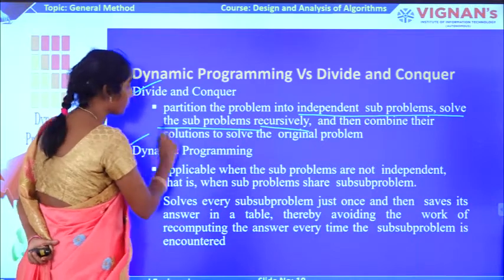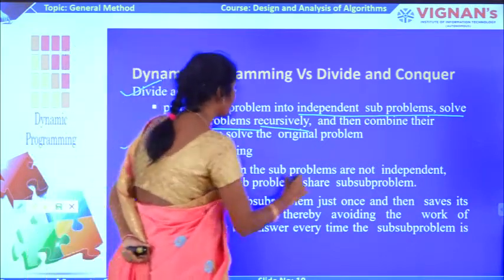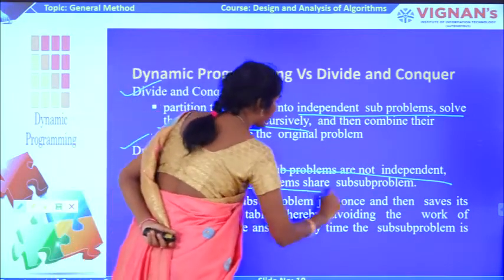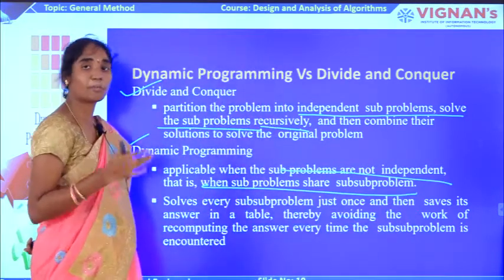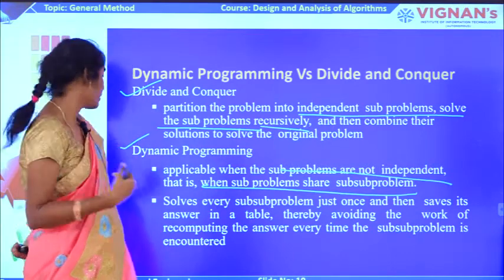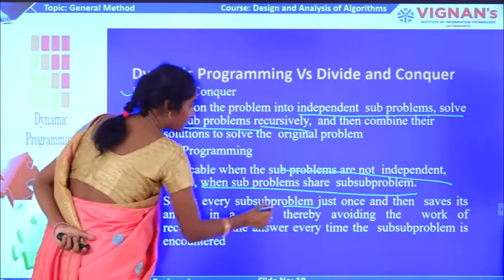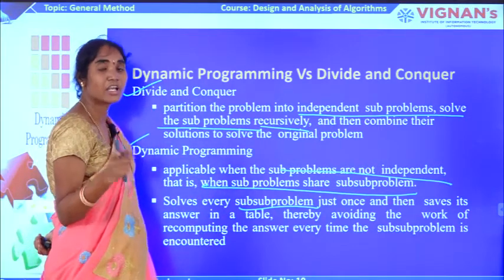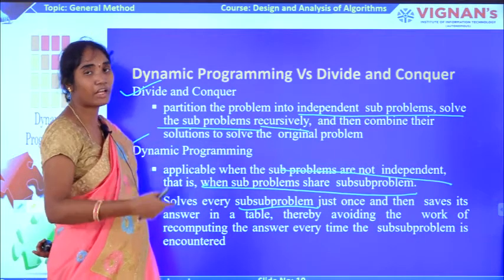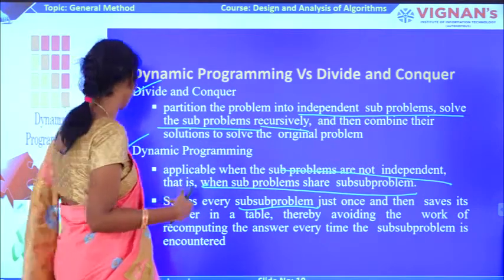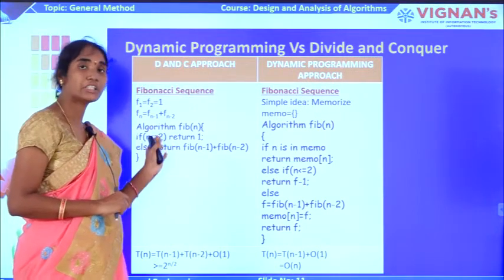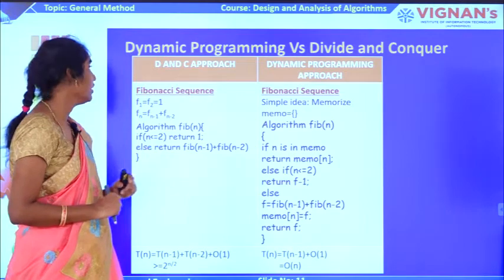Whereas in dynamic programming, the subproblems are not independent. That is, the subproblems share subproblems. Here we solve every subproblem just once, and we utilize this solution whenever we are solving the subproblem. Now I am showing you an example to see the difference between DP and divide and conquer.